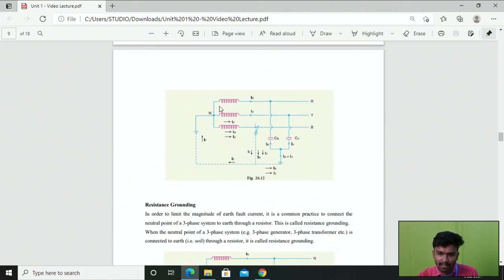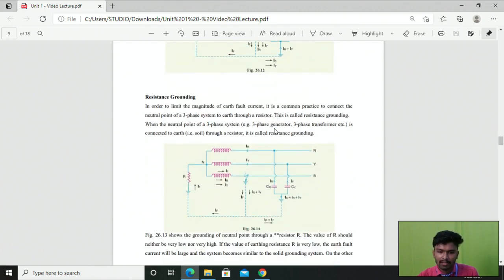Here we have a three-phase system. One end of all three phase windings is connected together, and that is called the neutral point or star point. If the neutral point is directly connected to the earth without any resistance or reactance, that is called solid grounding.